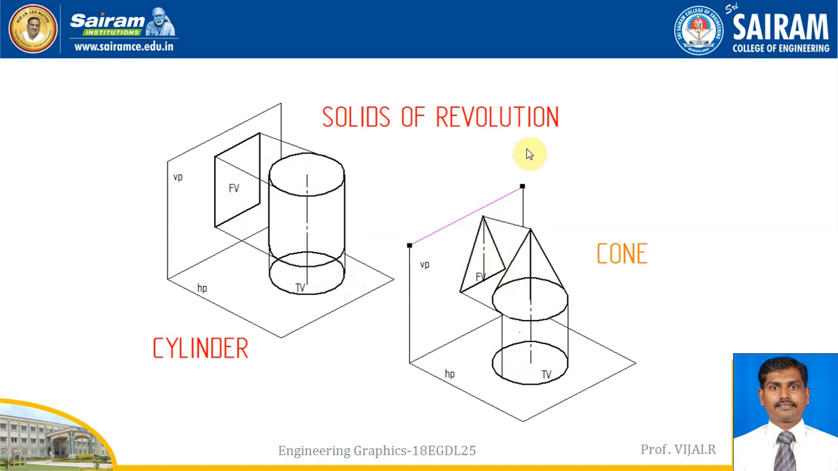Here in the cone, when we see from the top, we can see a circle in the top view and a triangle in the front view, and the axis will be there. So for the projection of the lines or the next views, we are considering the generators. We have to make generators straight lines, and then we have to do.